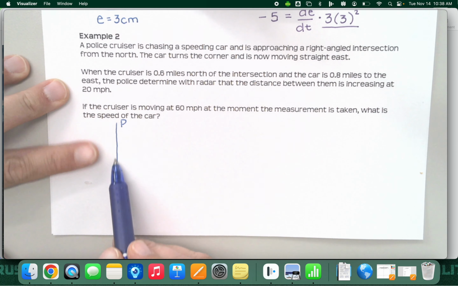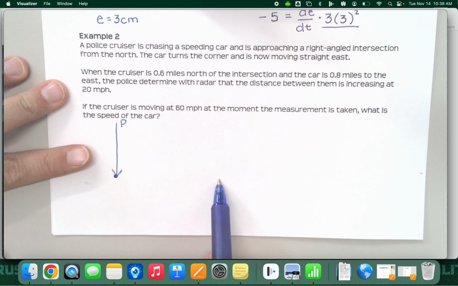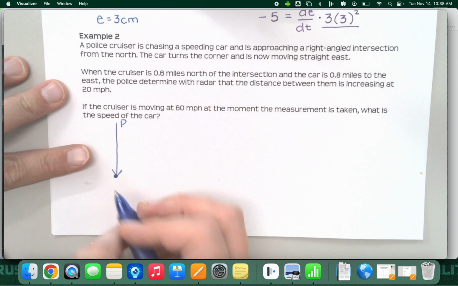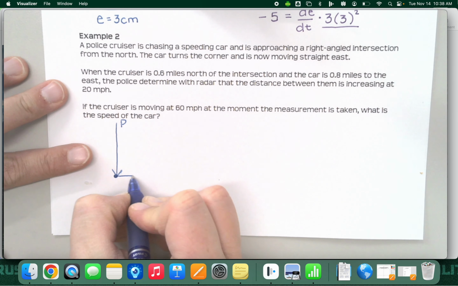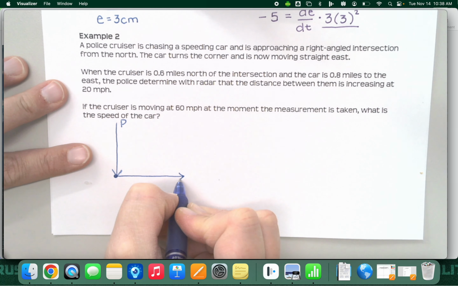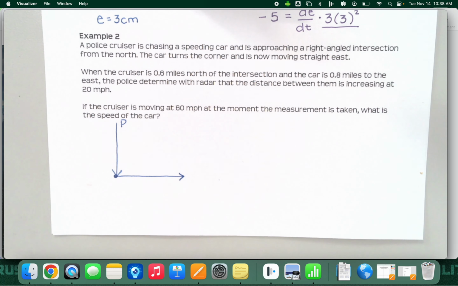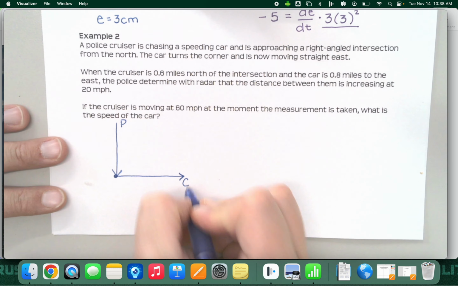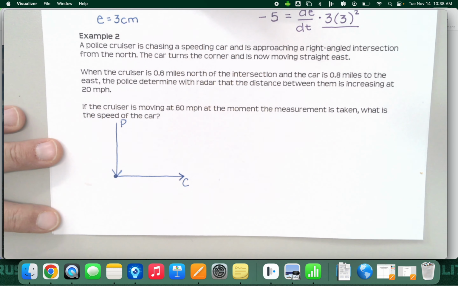He's chasing after a car that turns right at this intersection. Well, I guess they'd be turning left. They're turning toward the east is the point. So the person driving turns this way, okay? And so that's the car that the police cruiser is trying to catch up with, okay?